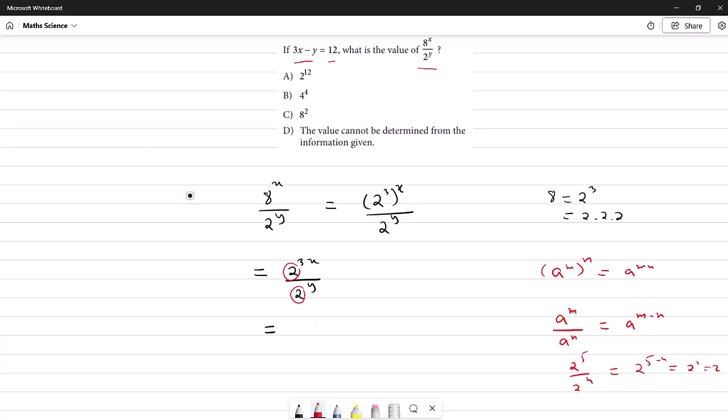Okay, so this just becomes 2 to the power of, we have 3x in the numerator, so we keep it as this, minus y. Okay, now notice we already have 3x minus y here, 2 to the power of 3x minus y. What is 3x minus y? It is 12 here. So we're going to simply substitute that value. So this just becomes 2 to the power of 12. And here's your answer. Okay, so the answer is A, which is 2 to the power of 12. So that's the correct answer.